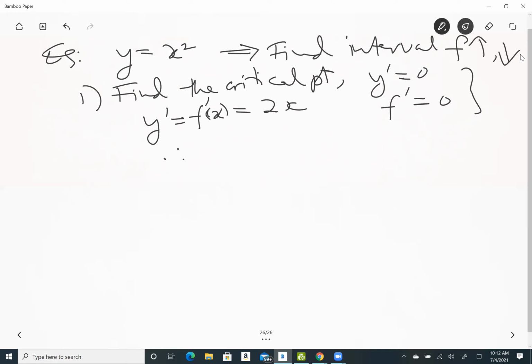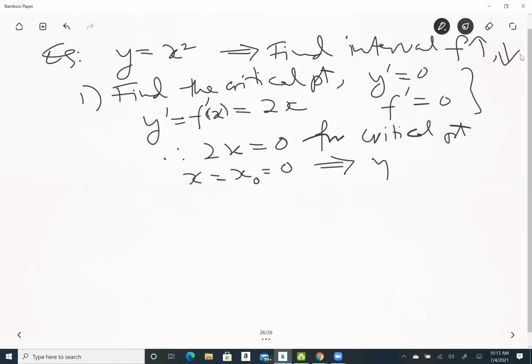To find the critical point, you set y prime equal to 0, so 2x equals 0. Now, what is the value of x? x equals 0. So we can call that x0, the critical point, 0. Now we can find the value of y. What is the value of y at x equal to 0?